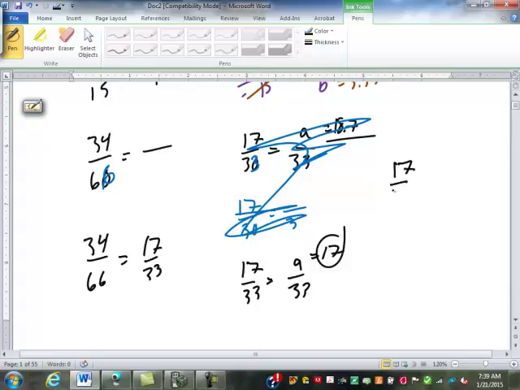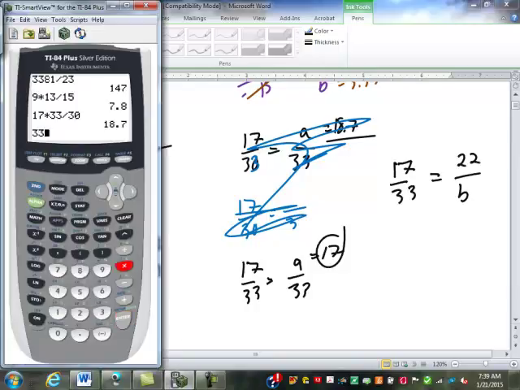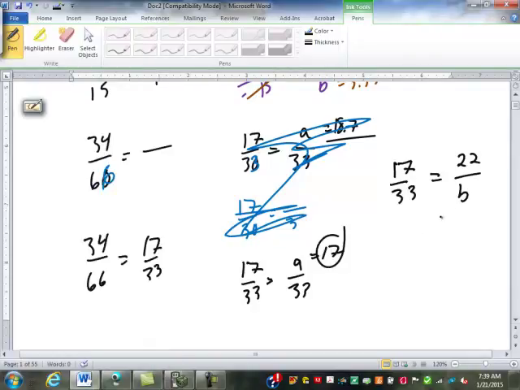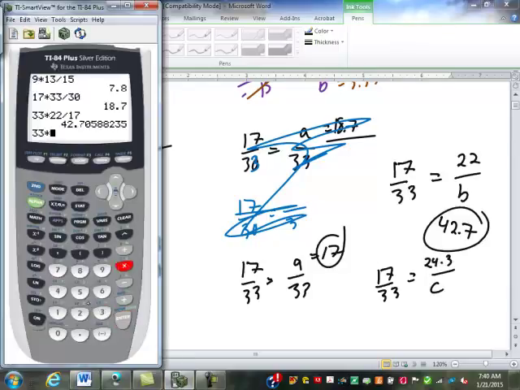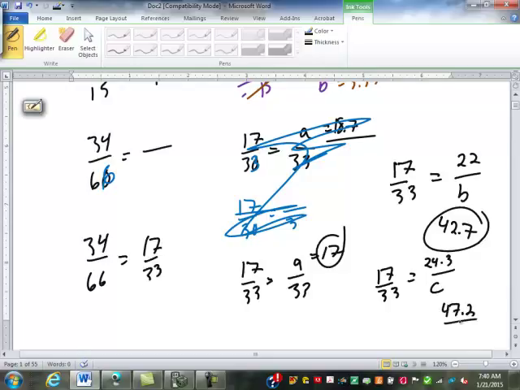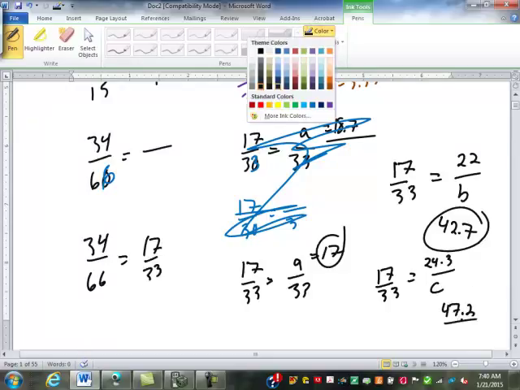So then we've still got 17 to 33. B is going to go on bottom, and it'll be 22 to B. So 33 times 22 divided by 17 is 42.71. And then C, 17 over 33. C goes on bottom, and it would be over 24.3. So 33 times 24.3 divided by 17 is 47.2. Close enough? 47.17. Yeah.